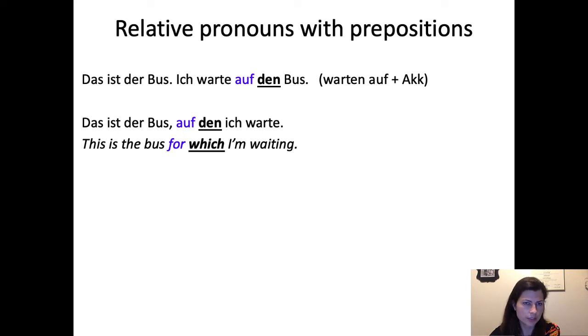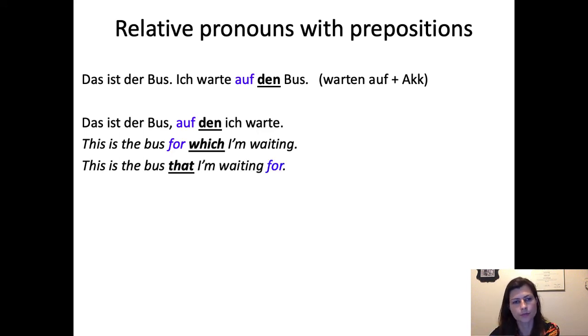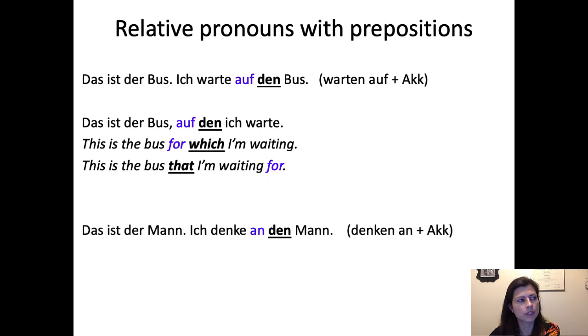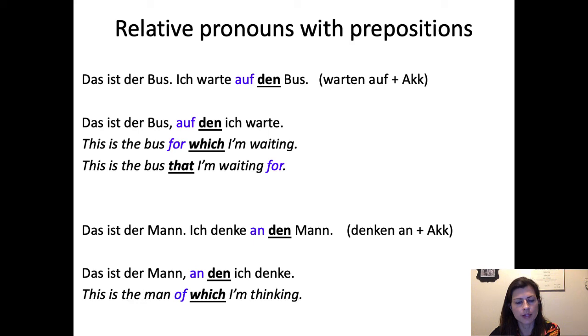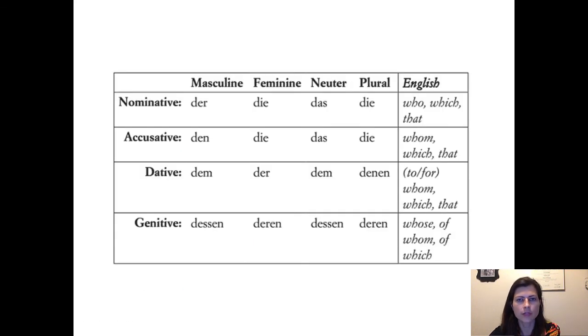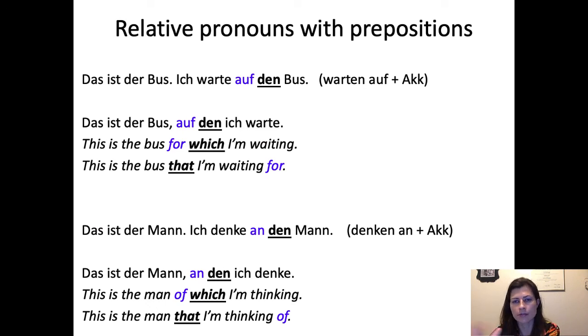So you got your preposition. You're going to start the relative clause with that. And then you're going to choose the relative pronoun based on whatever case it needs to be in. Or you can say, this is the bus that I'm waiting for. Das ist der Mann. Ich denke an den Mann. An den Mann. So denken an means think of or think about. You can say, das ist der Mann, an den ich denke. The man of which I'm thinking, or the man that I'm thinking of. So there's lots of verbs that have the same sort of pattern, and they can all do things like this.